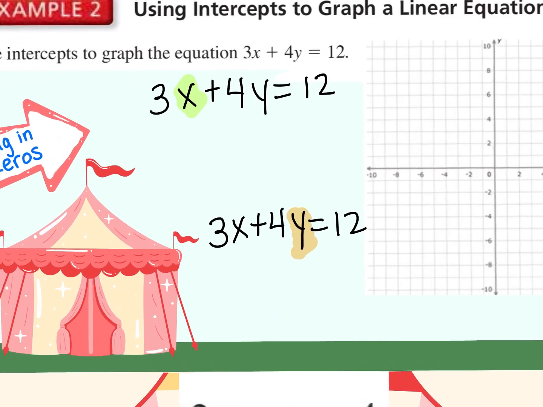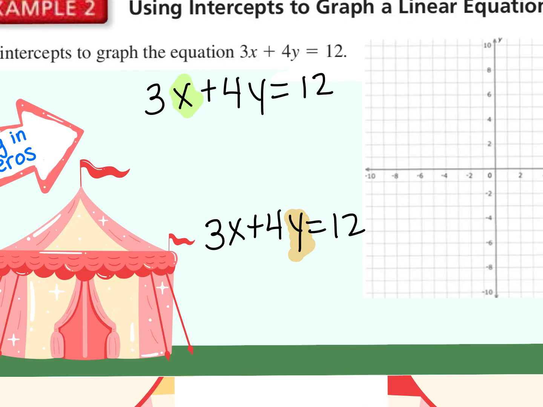So I'm going to take this equation, 3x plus 4y equals 12. First, I'm going to plug in a 0 where it says x. So I highlighted the x, and I'm going to plug in a 0. That means 3 times 0 plus 4y equals 12. Now I have enough information to solve for y. Since 3 times 0 is 0, I could cross it out. I have 4y, positive 4y equals 12.